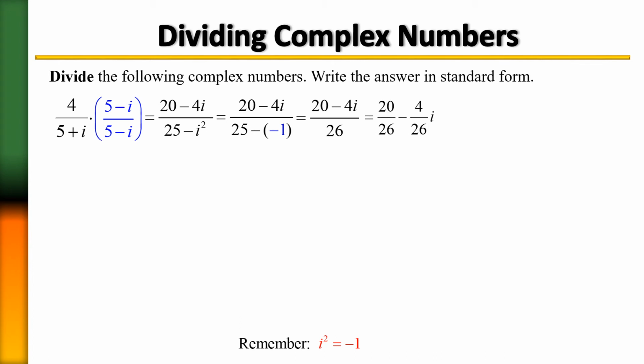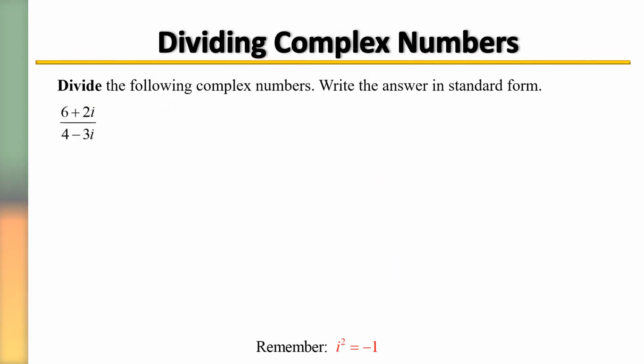Once we simplify by taking out the common factor, what we are left with is 10 over 13 minus 2i over 13. Of course, you can also write that answer with the common denominator under both terms. So then it would be 10 minus 2i over 13.